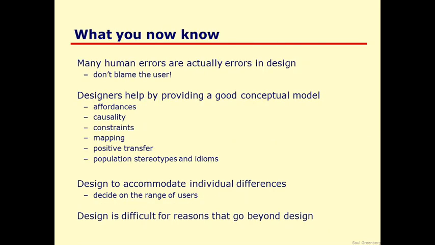This is how we'll end our discussion on the psychology of everyday things. What you know now is that many human errors are actually errors in design, so don't blame the users. Designers help by providing a good conceptual model, affordances, causality, constraints, mapping, positive transfer, transparency, population stereotypes, and add-ons. These we have seen in this presentation. Design to accommodate individual differences, decide on the range of users, and remember that design is difficult for reasons that go beyond design.